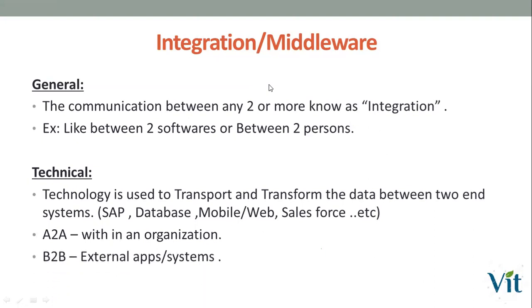How many types of integration are available? We have two types of integration. One is A to A, application to application. This happens within an organization. When we connect from one application to another within the same organization, we call it application to application integration, A to A. Then B to B, external app system. Suppose we are working in XYZ and you have to connect with some other application that is not present in your organization. That is called B2B, business to business integration. These are technical definitions, you just have to remember.